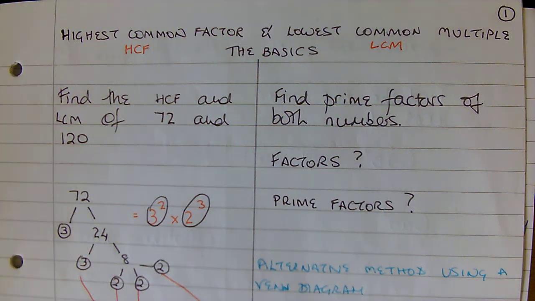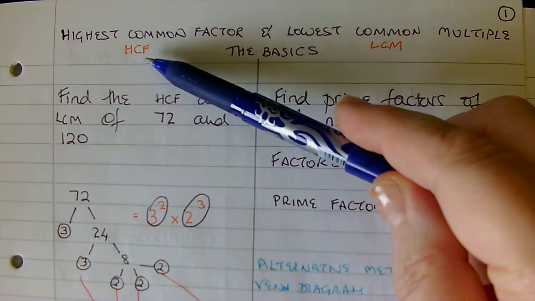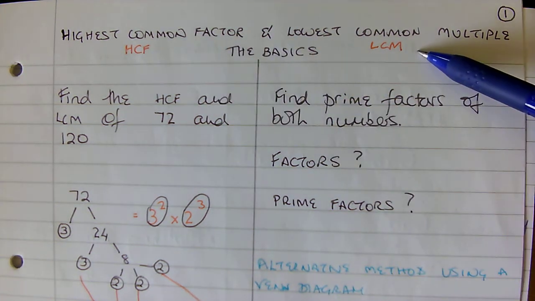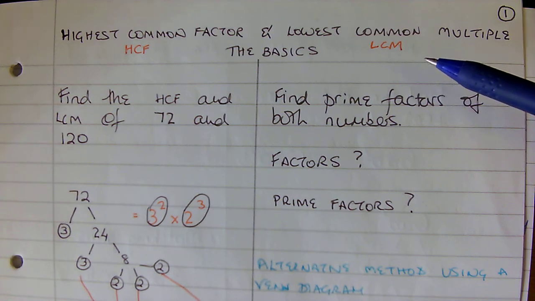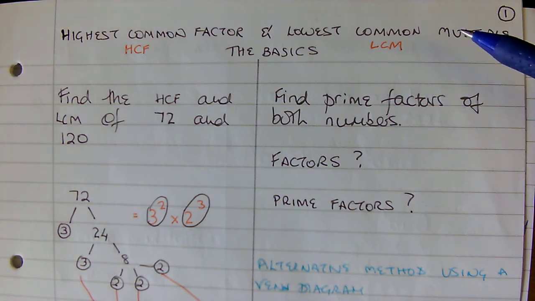Okay, let's have a look at highest common factor and lowest common multiple, often shortened to HCF and LCM. And before we can answer questions that are based on this idea, we need to know how to find the HCF and LCM. So that's what I'm going to do in this video.